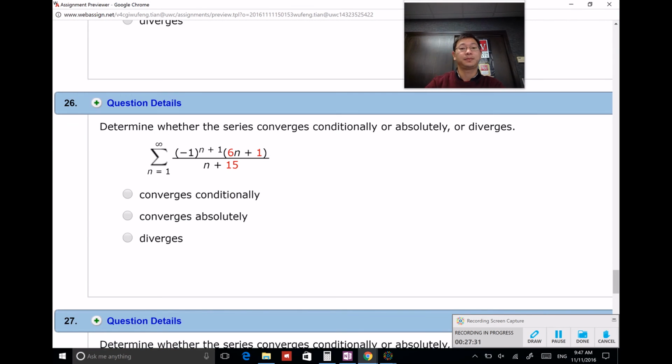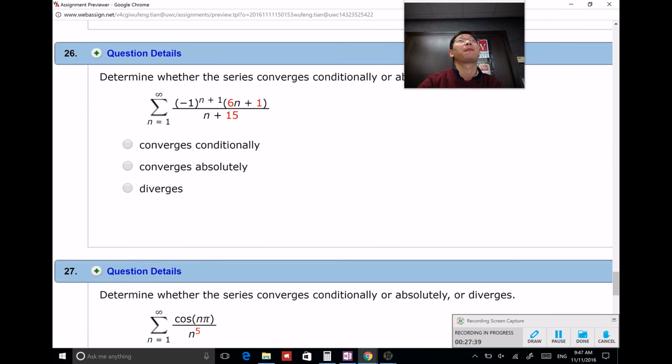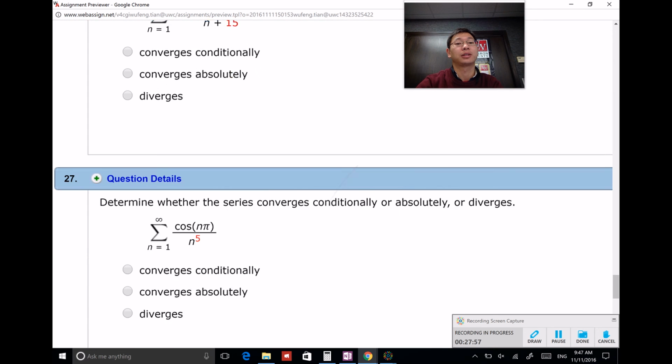Next one, Jasper, could you please tell me if this one converges or diverges? This one diverges. If you take the absolute value, the limit as n approaches infinity is not 0. By the nth term test, since the limit is not equal to 0, it diverges.